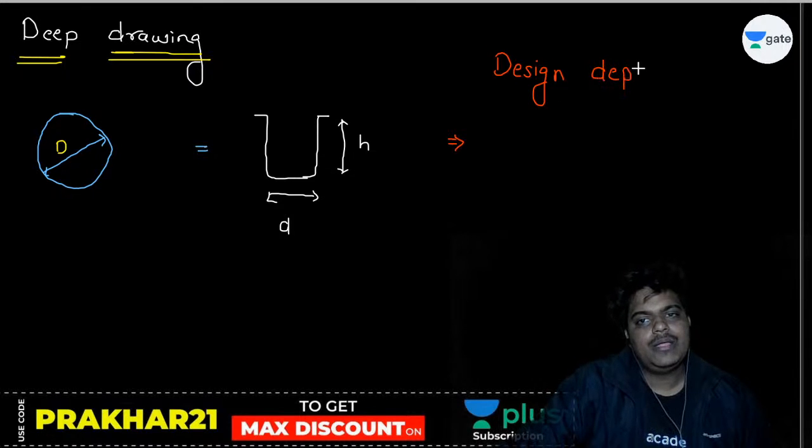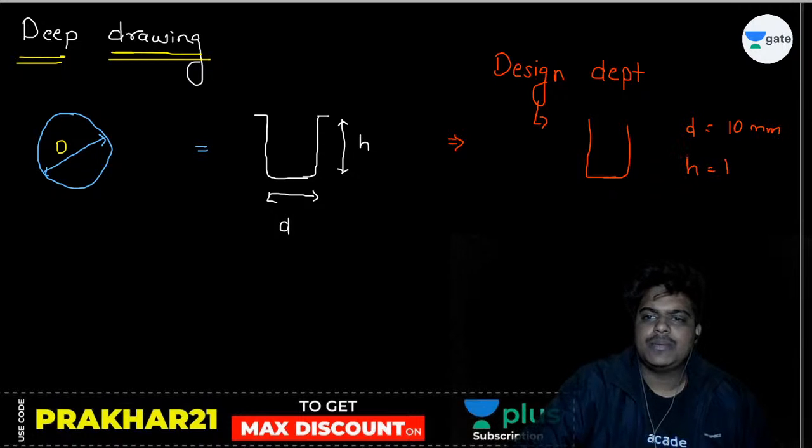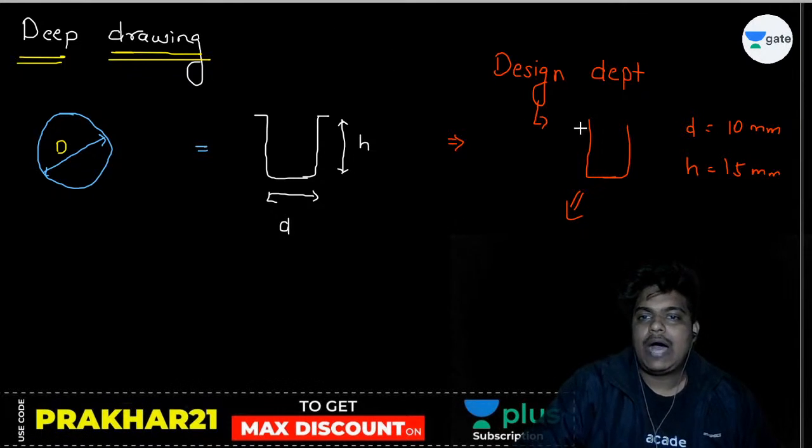The design department gives you a requirement that they want a cup-shaped object of diameter 10 mm, height 15 mm. Simple. Now it's your responsibility, being a production engineer, to find out how this part will be made.